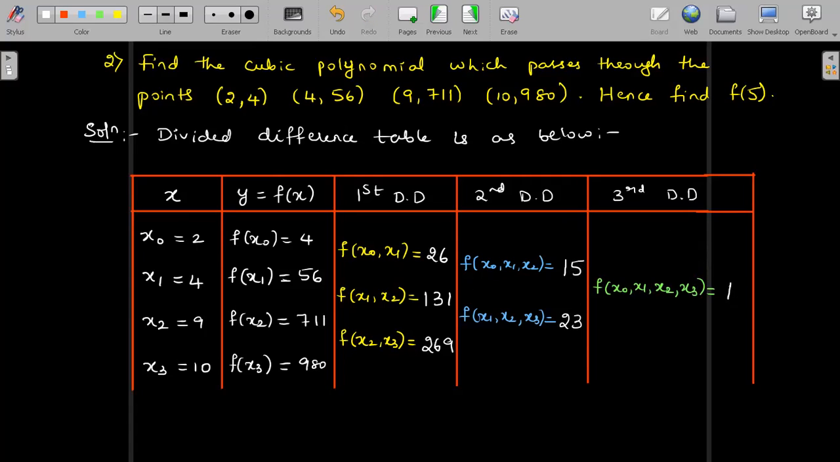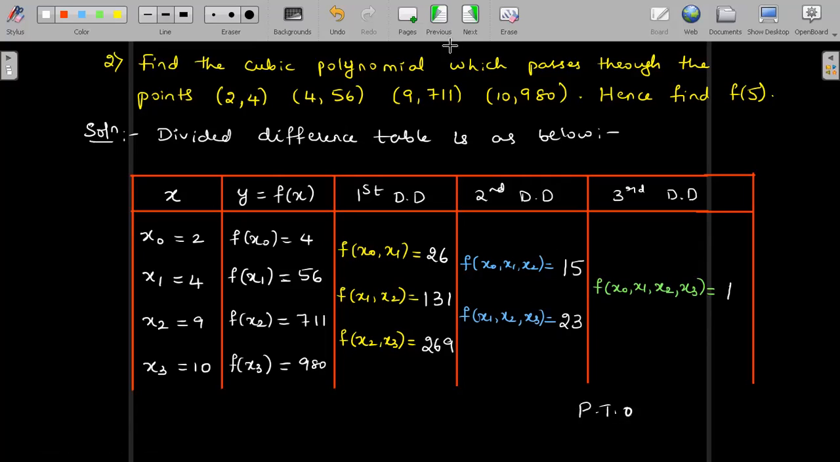So until we had to obtain a single value, we had to do this tabular column, because in the previous column we observed that the values were not the same. If the values are the same in any particular column, you can stop at that stage, or you have to continue until you get a single value in the last column. So this is the divided difference table for us.